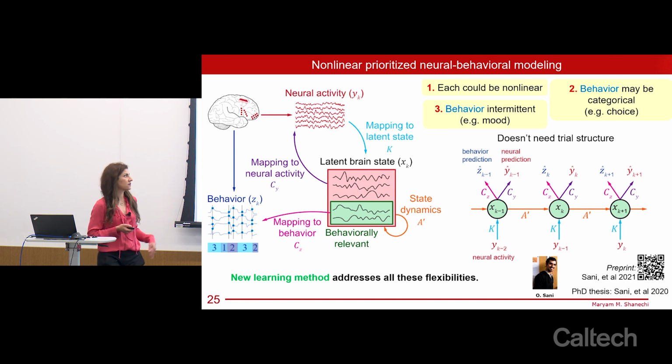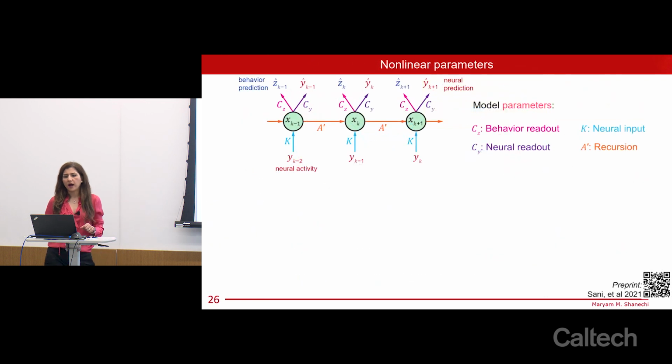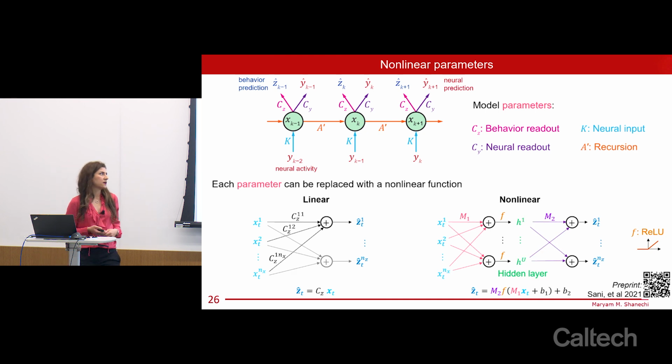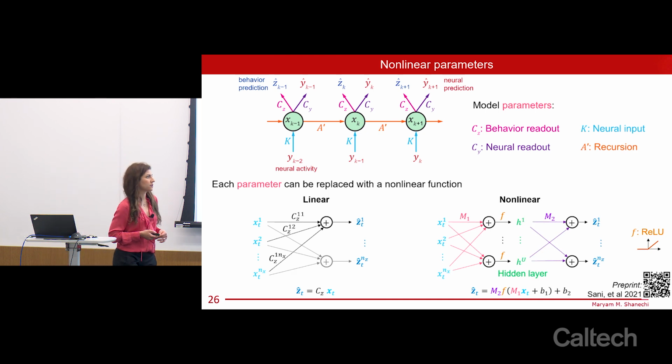Each of the parameters in the RNN corresponds to one of these interpretable mappings. And we can make them linear or nonlinear, linear in the form of a matrix multiplication, or nonlinear in the form of a feed-forward neural network.